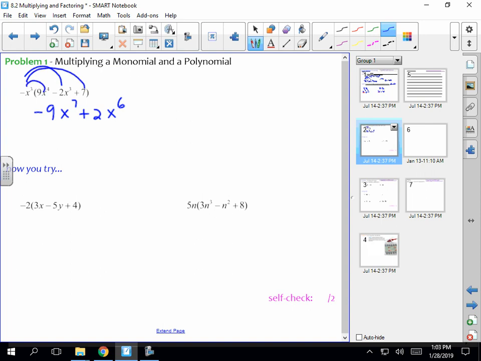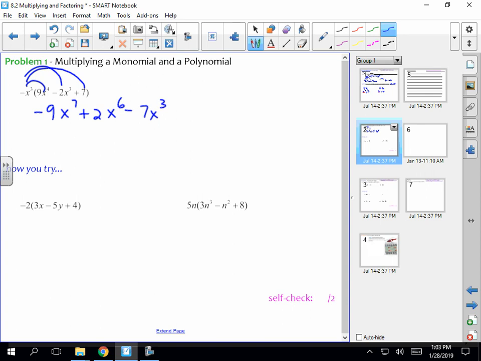Wait, no. Is it 6? What is it? Ooh, you're right, Rena. It's 6 because the rule says, here's what we're doing. We're multiplying these two together. When we multiply same bases, what do we do with the power? Add them. So for that reason, it is x to the 6th. Good try. Then the last term on here is minus 7x to the 3rd.